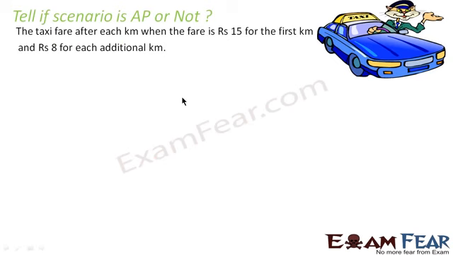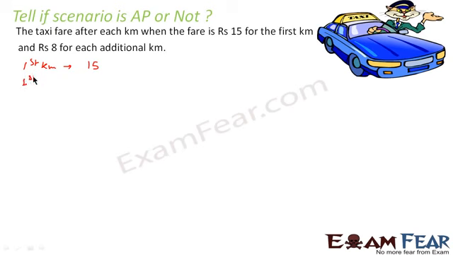Let's take some scenario and tell whether this is an AP or not. Now the question says that the taxi fare is 15 rupees for the first kilometer and 8 rupees for each additional kilometer. So for the first kilometer, this guy is charging 15 rupees, and for the next kilometers, 8 rupees per kilometer. So let's find out. The first kilometer is nothing but 15 rupees, right?